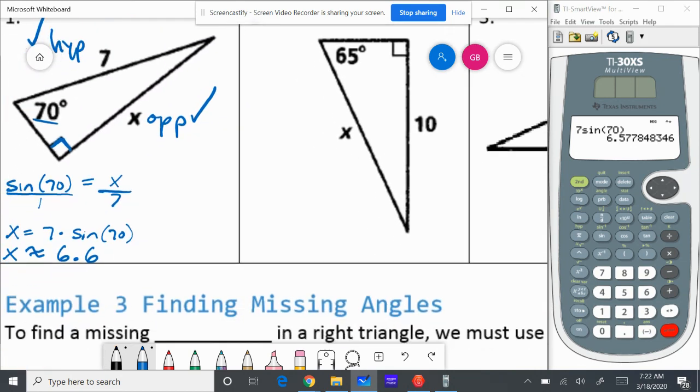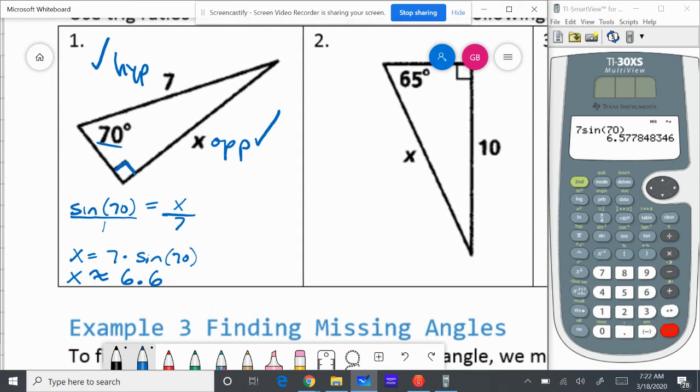It doesn't say how to round. So for this worksheet, just round to the tenth place. So 1 decimal point.